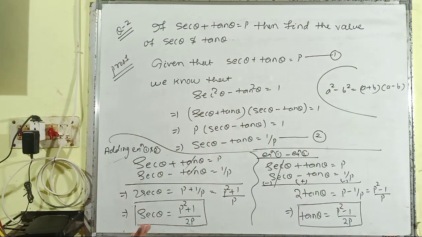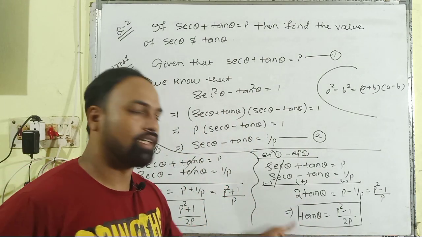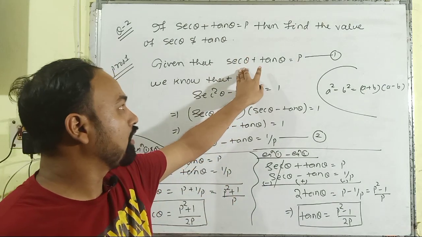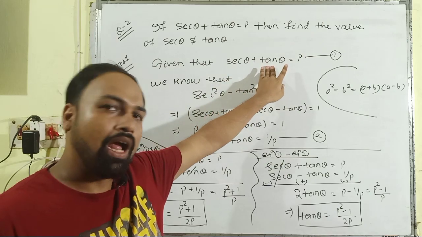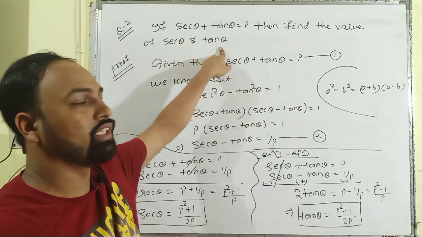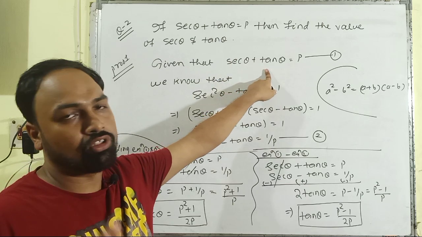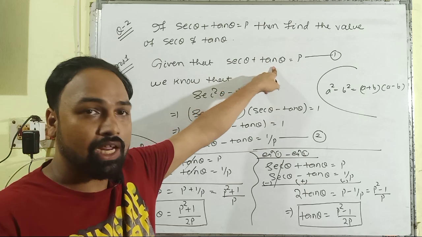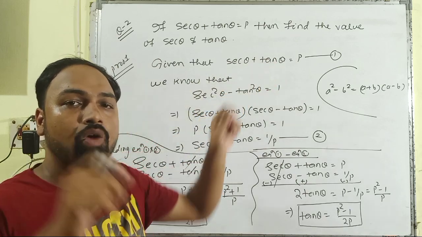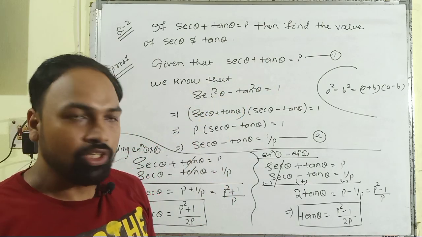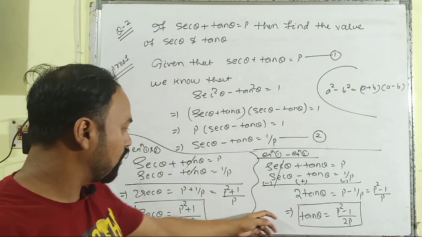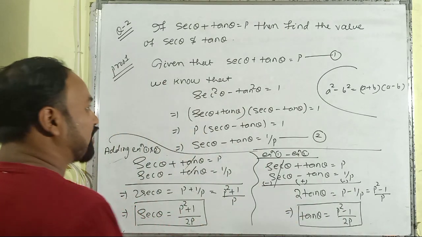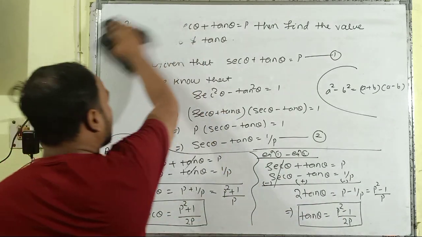Now we have found the values of sec theta and tan theta individually. The procedure is that if it is given in the form of sec theta plus tan theta, and it has been asked to find the value of sec theta minus tan theta, then we just have to find it. If it is given in the form of sec theta minus tan theta, then you have to find the value of sec theta plus tan theta in the same problem. So this is the process, and these are the solutions for question number 2. Then let us move towards the last problem of this current video session.